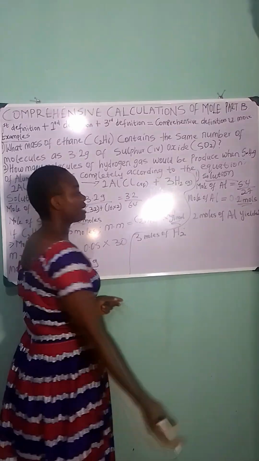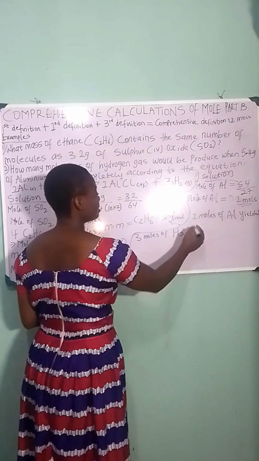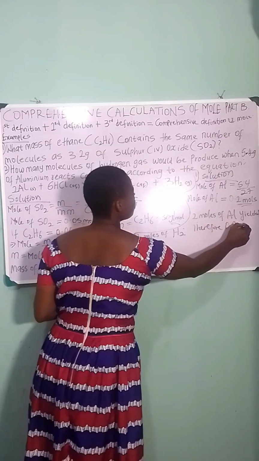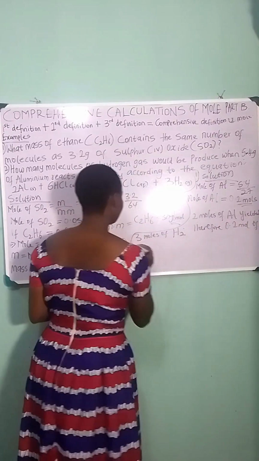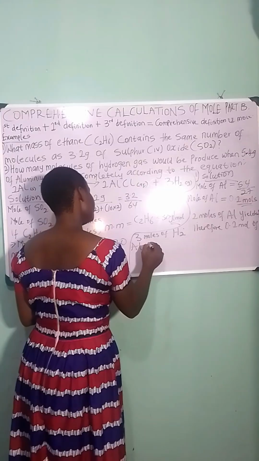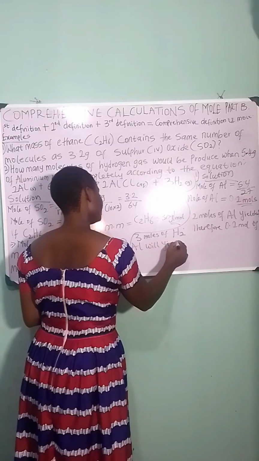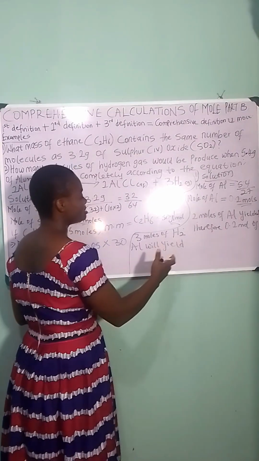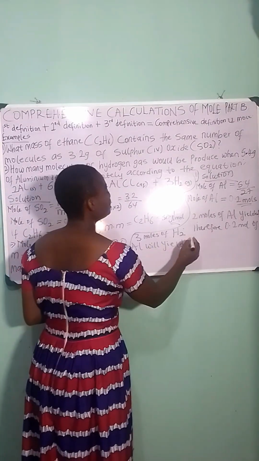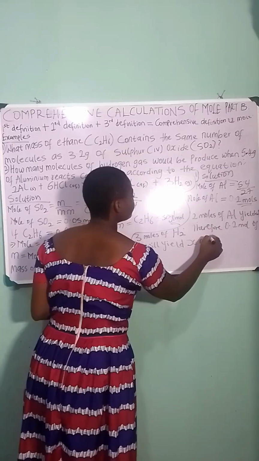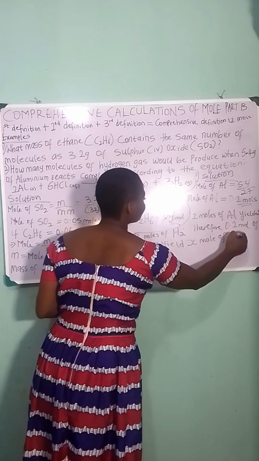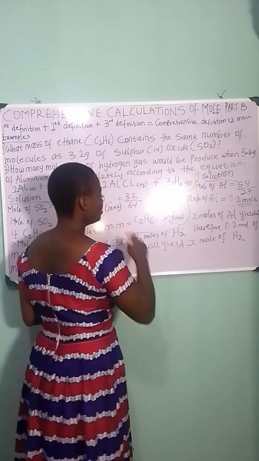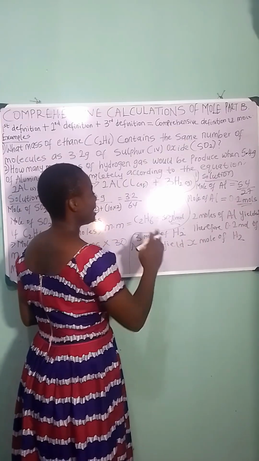Now, what mole did we calculate? 0.2. Are you with me? Therefore, 0.2 moles of aluminum will yield, are you with me? Good. So this is just the relationship. We yield X mole of hydrogen gas. So what do we do to get our X mole? We simply multiply everything.